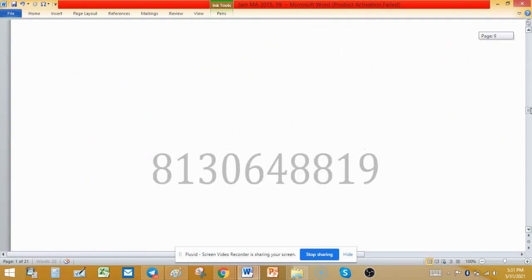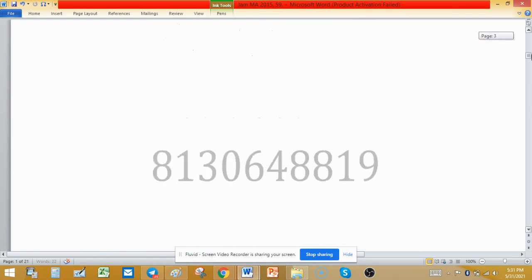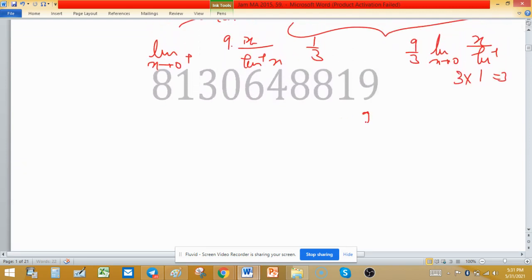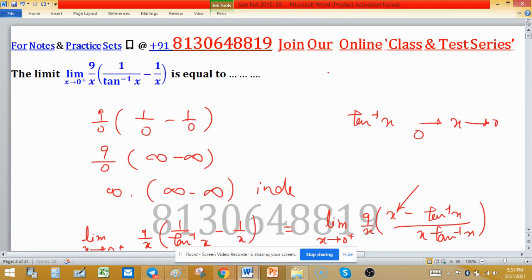Otherwise, you can do one more step here. This was 3, and the limit, if you solve this by L'Hopital rule, take differentiation in the numerator and denominator separately, and the differentiation of tan inverse x will be 1 upon 1 plus x square. Put the limit, so this one will go to 0, and we have 3 into 1, so 3. So the limit is equal to 3.